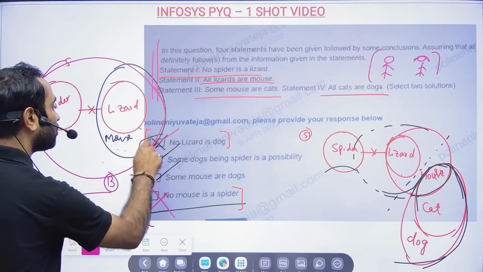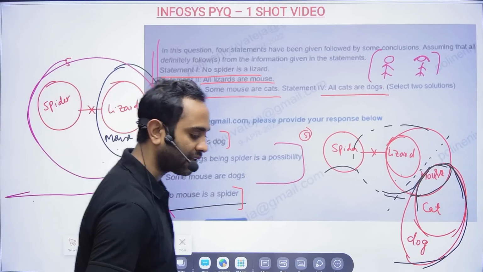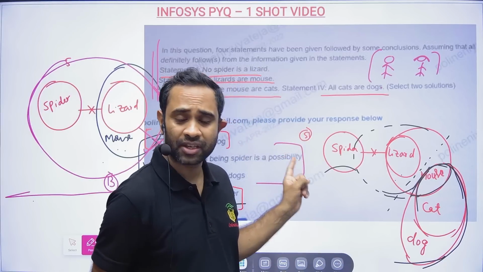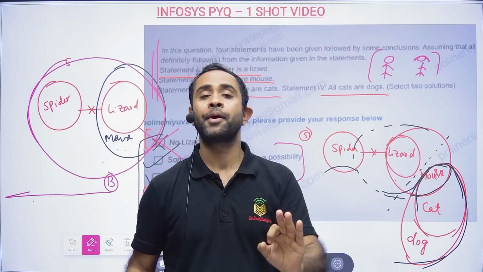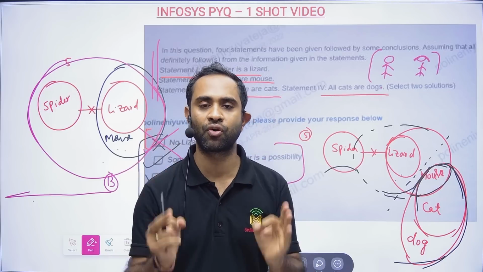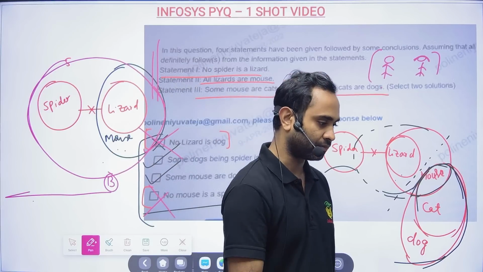You cannot conclude no lizard is a dog. So only B and C will be the correct answer. If any of you feel that I have done a wrong solution here, then you need to work on syllogism. There is no other way, because I am 110% sure. Okay, thank you.